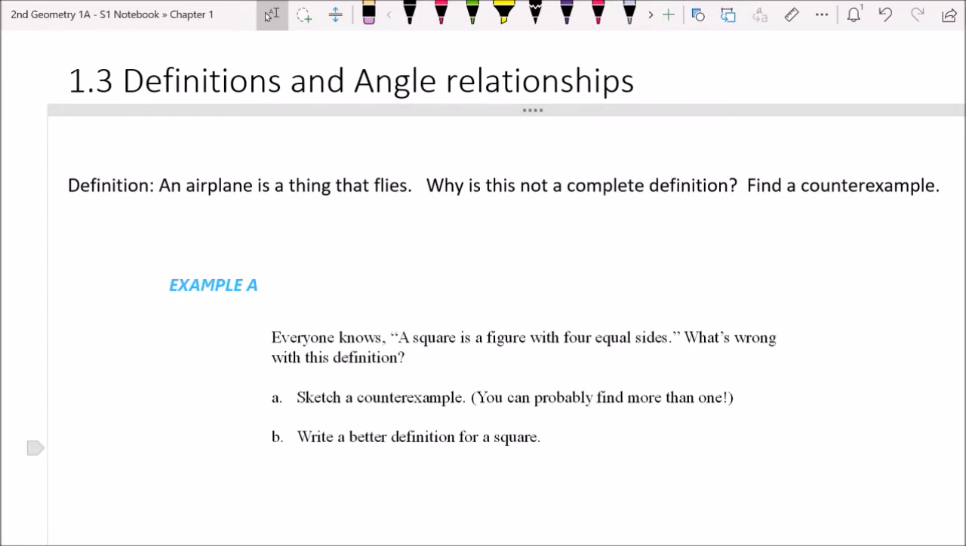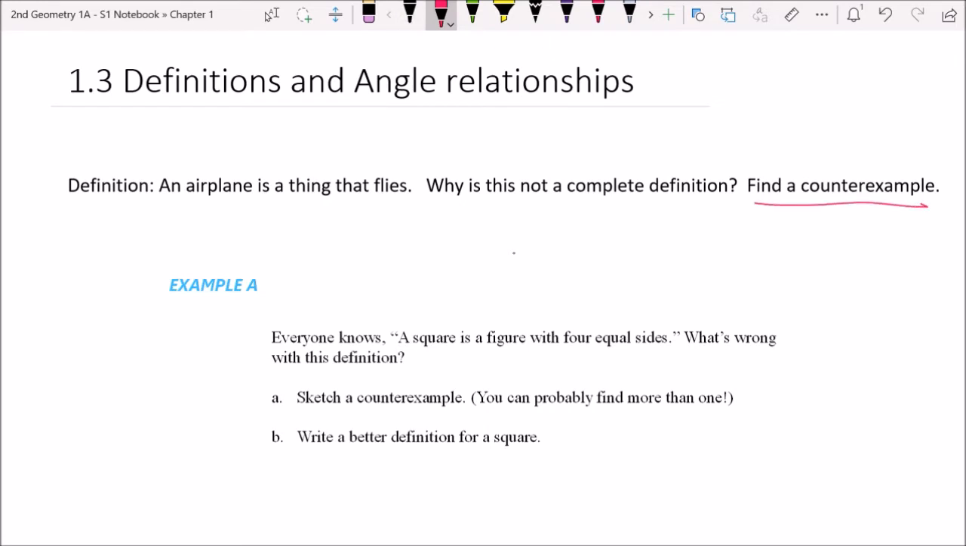First one, I have a definition here and we're going to test it to see if it's a good definition. And here it is. The definition is, an airplane is a thing that flies. And then my claim is that that's not really a complete definition. And one way that we can find out if it's a good definition is if we can find a counterexample. A counterexample is just an example that proves that this is not always true.